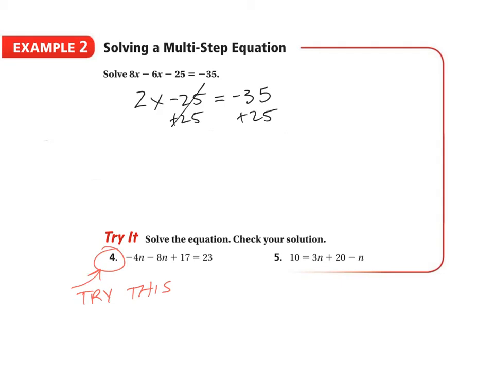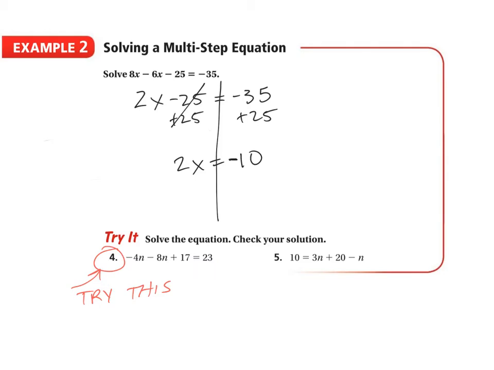Okay, those become 0, leaving me with 2x over here. Let's go ahead and draw our line. 2x, and then negative 35 plus 25. Okay, so different signs subtract. That gives me 10. Keep the sign of the bigger number, and we'll be exact. So I end up with negative 10.